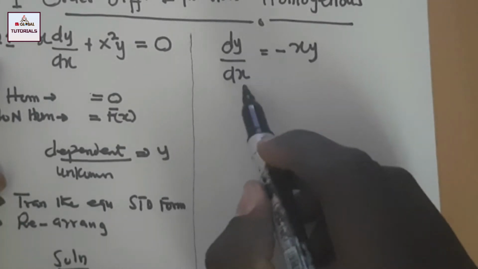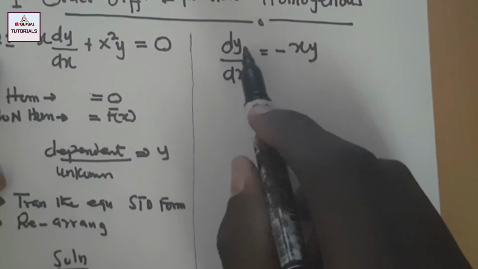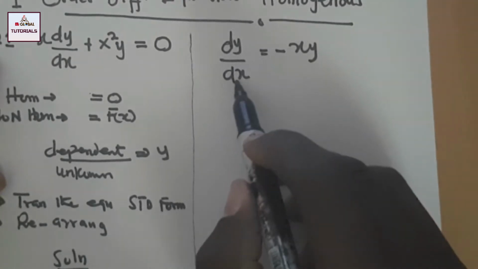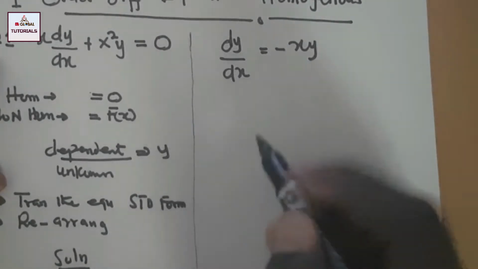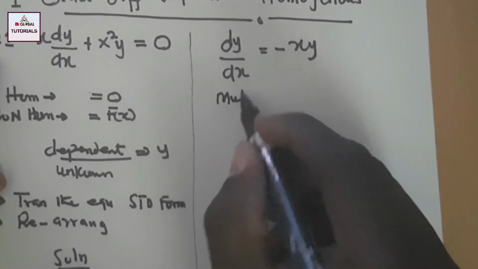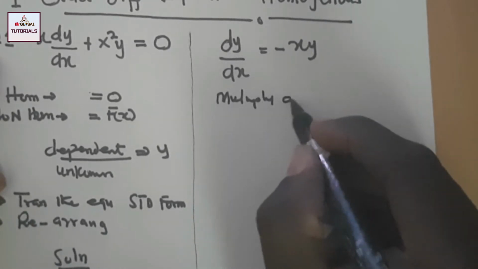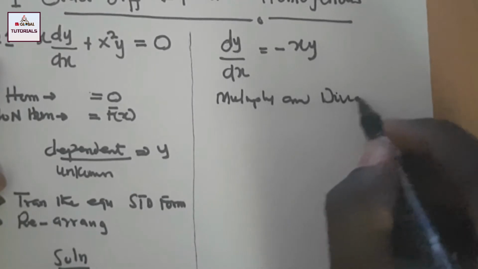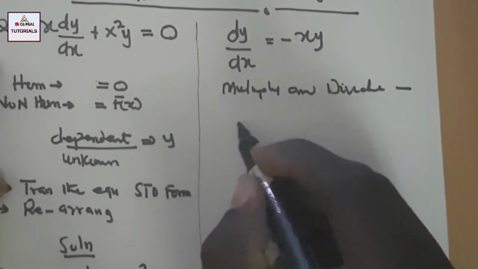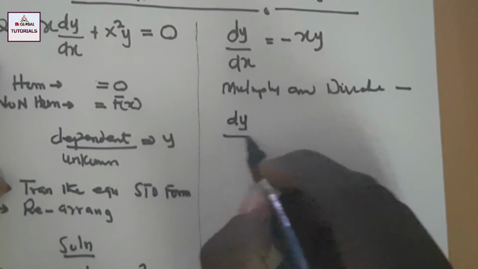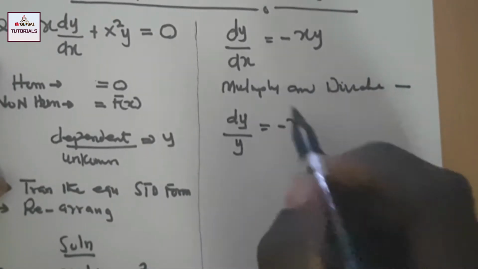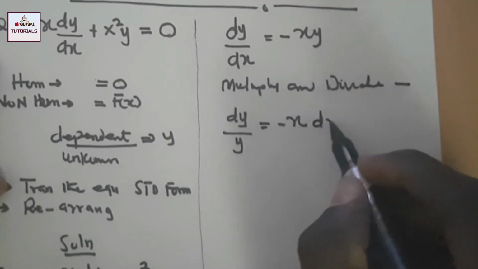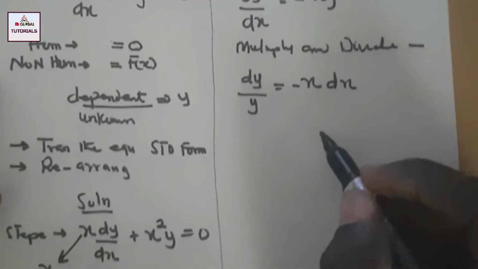We have dy over dx and we have minus xy. We have to make it a variable of y. So we need to multiply through by dx and we have to divide through by y. When you do that, you get the equation to be dy over y equal to minus x dx. At this point we need to integrate.